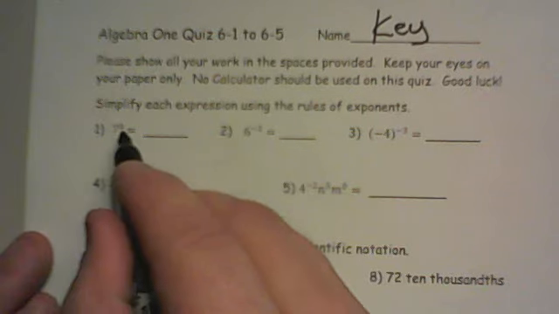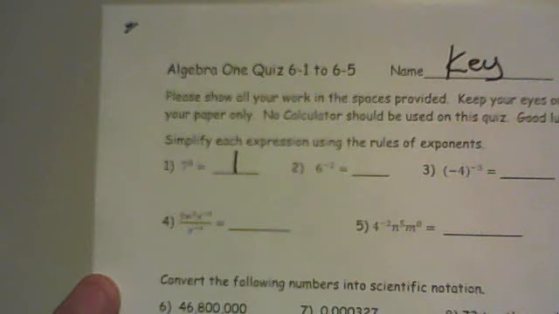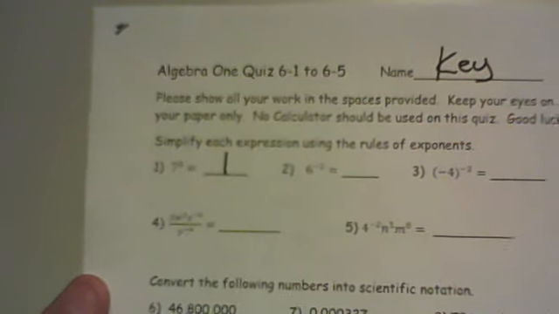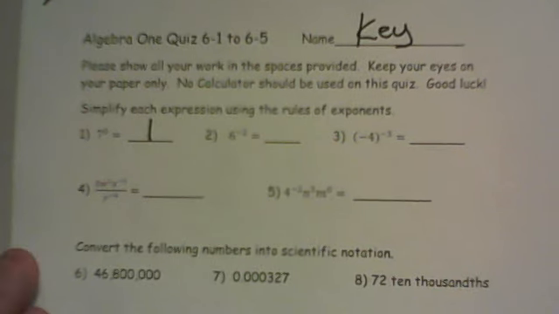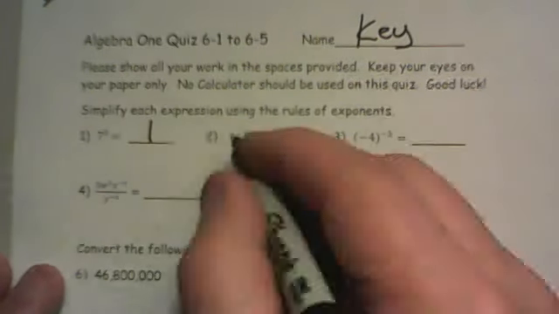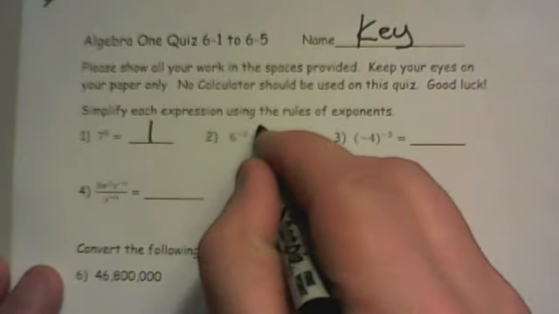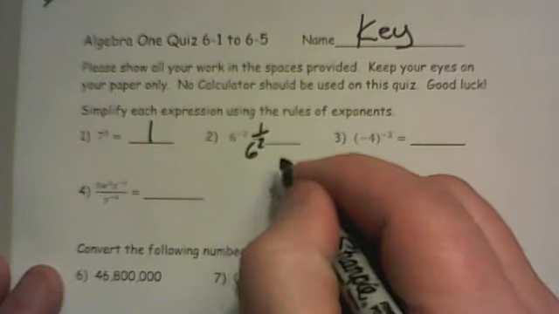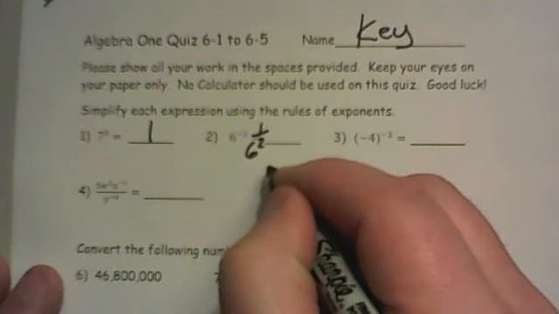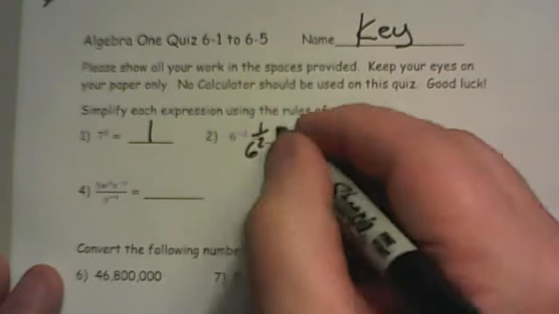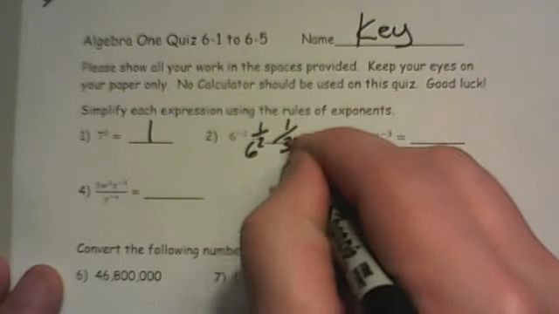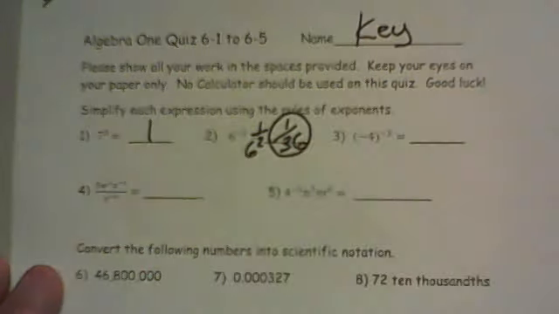First of all, 7 to the 0 power. Anything to the 0 power is just 1. That's 2 points. Second part on your quiz here, try to get it so it's clearer. 6 to the negative 2. Anytime you have a negative exponent, that's going to be 1 over 6 to the second as a positive 2. But then 6 to the second is 36. So that is just 1 over 36.